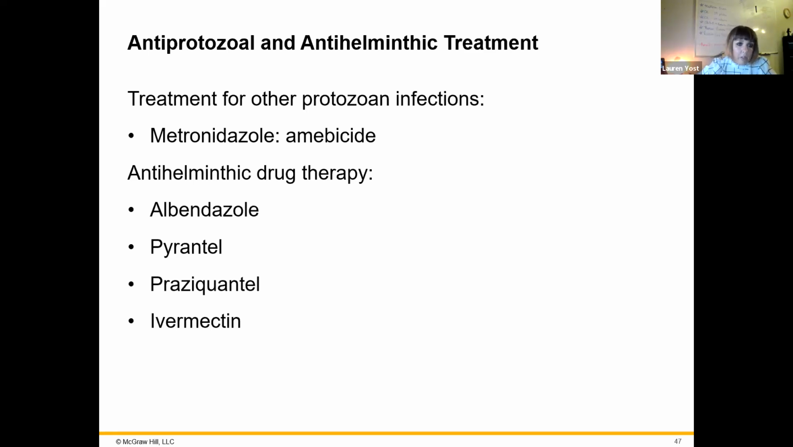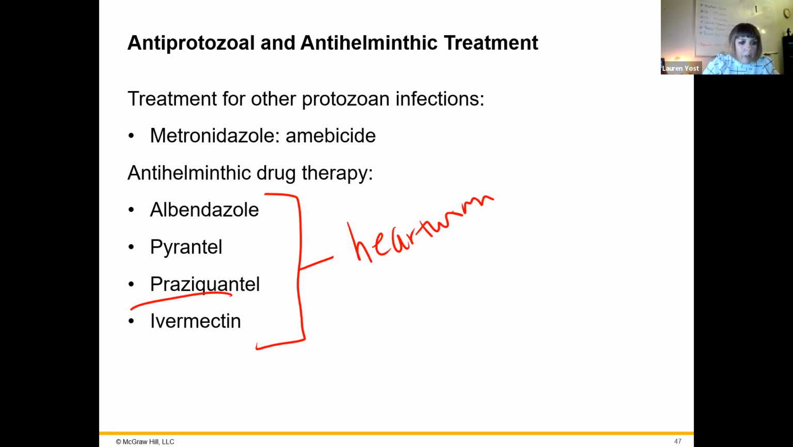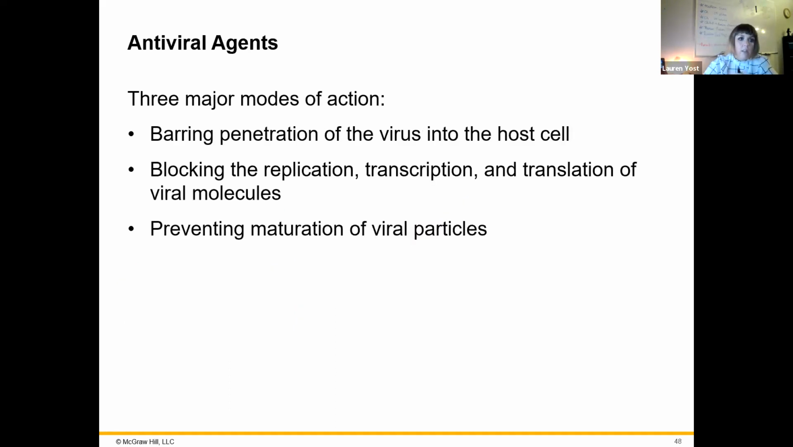The anti-helminths, most of you will hear about as far as veterinary studies, because we don't deal with helminth infections that much in people. So this will be things like heartworm preventatives. Most commonly ivermectin and praziquantel. Those are the most commonly used ones, and even for human helminth infections, that would be the case.